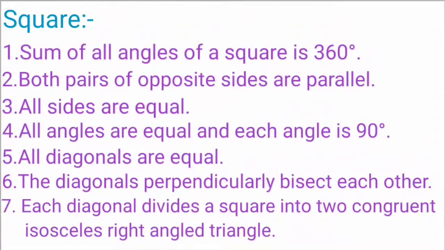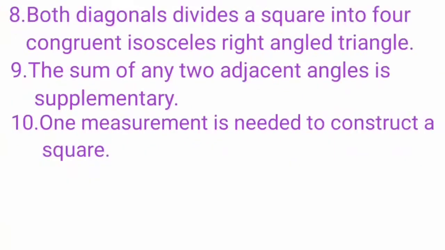If we draw a diagonal in the square, it will be divided into two equal parts. So the two triangles are congruent isosceles right angle triangles. Both diagonals divide a square into four congruent isosceles right angle triangles. The sum of any two adjacent angles is supplementary. One measurement is needed to construct a square.